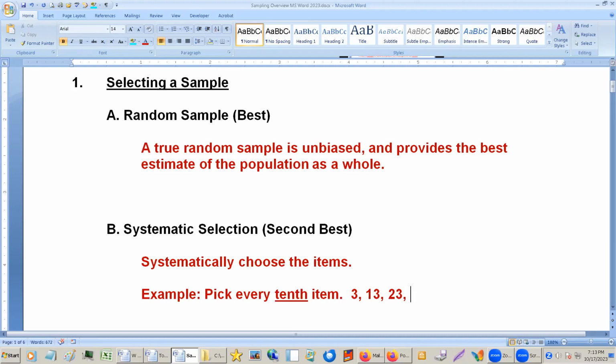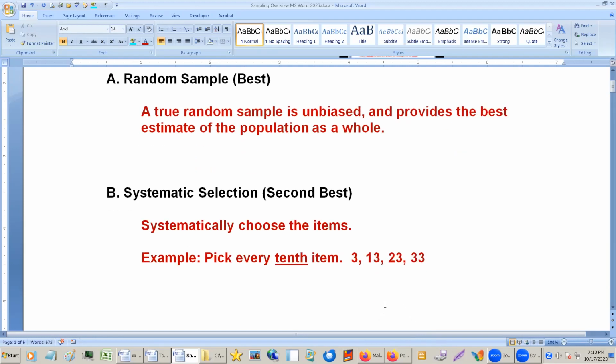yeah, you get the idea. And this is the second best. It's not quite as good as the random sample because it could be possible that, you know, the 5th item every month is the one that has a problem. And if you're not picking the 5th item, you'll never find the problem. So it's not the best, but it's not bad either. Yeah, so this would be an example of that. You know, pick every 10th item.